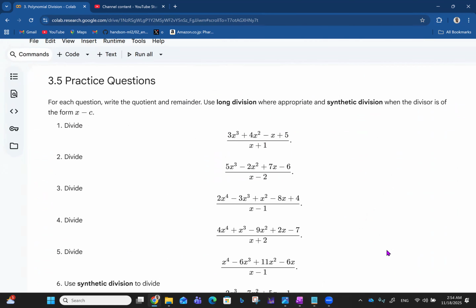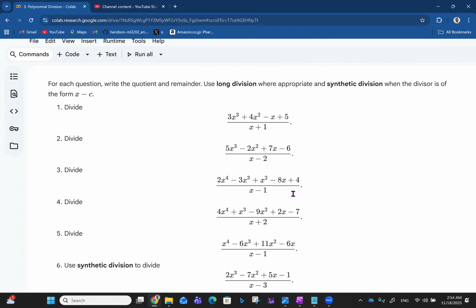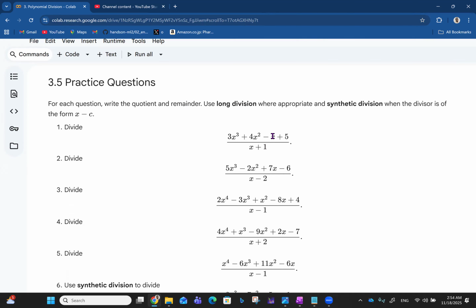So with this, it leads us to the practice question. For each question, write the quotient and remainder. Use long division where appropriate and synthetic division when the divisor is of the form x minus c. You can use long division for everything, don't forget. Here you can use long division, but you can also use synthetic division because it's x minus 2, x minus 1. You can use long division for everything, right?